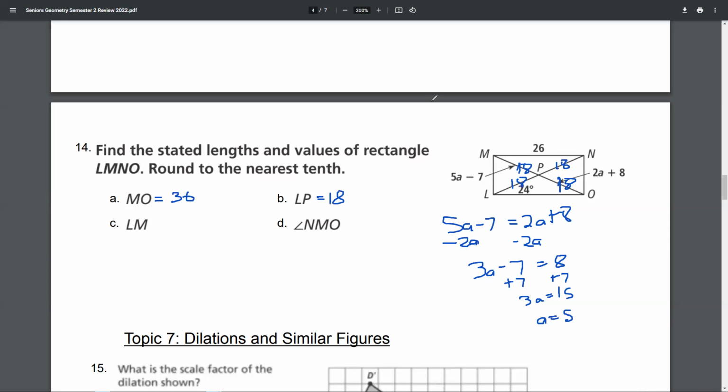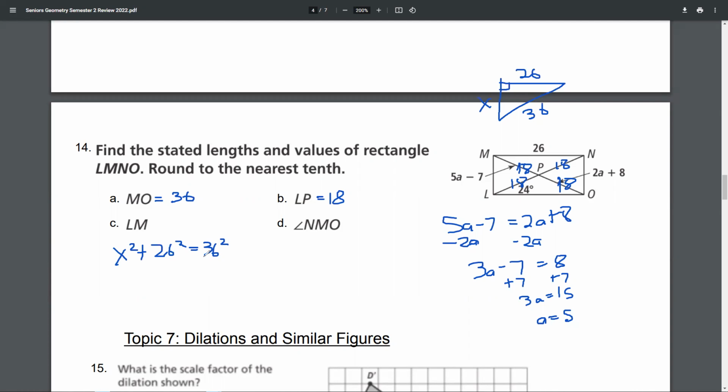Okay, and then to find LM, we need to use the Pythagorean theorem. So if we draw this triangle up here again, LM, we'll call it x. This up here is 26. And then right here is going to be 36, our hypotenuse. So we're doing a squared plus b squared equals c squared. So that's going to be x squared plus 26 squared equals 36 squared.